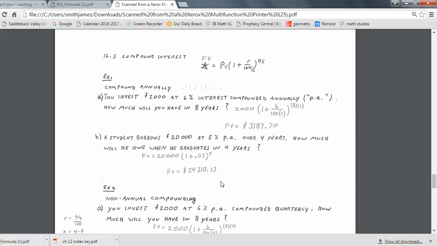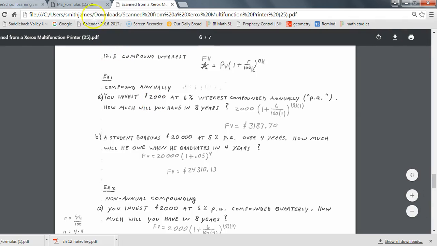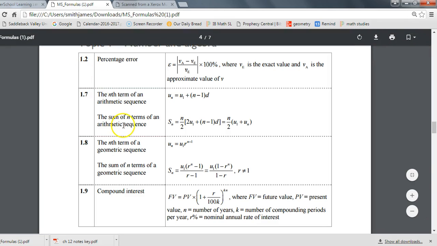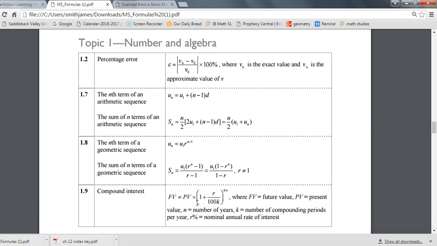All right, getting into lesson 5 of chapter 12. We're looking at compound interest. Here's another one. Again, this is from the formula packet. This whole chapter revolves around these 5 formulas that you see here. So we're now looking at compound interest. Looks complicated, but it's really not. They even tell you within the little paragraph here what those letters represent.